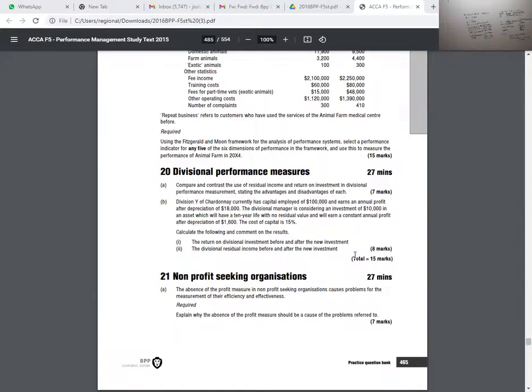They want you to give them the return on investment before and after the new investment. And then number 2, the divisional residual income before and after the new investment. They're giving us free marks there. Could you kindly try that question?